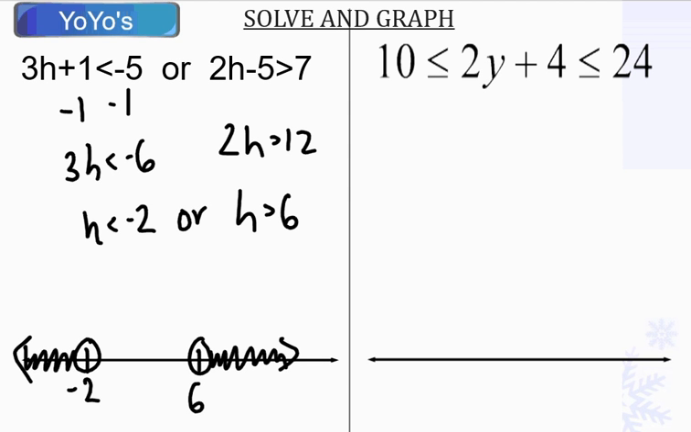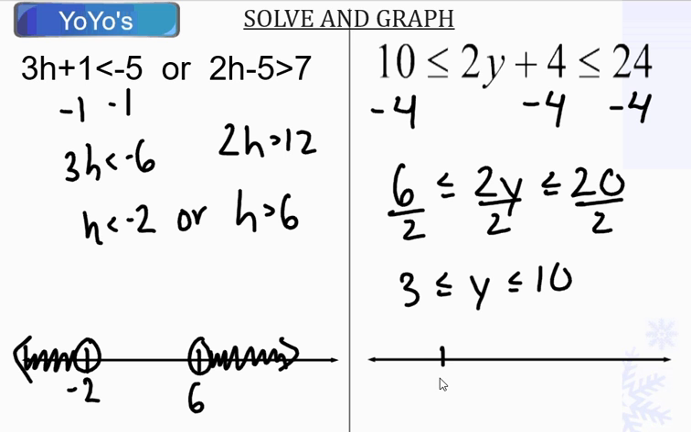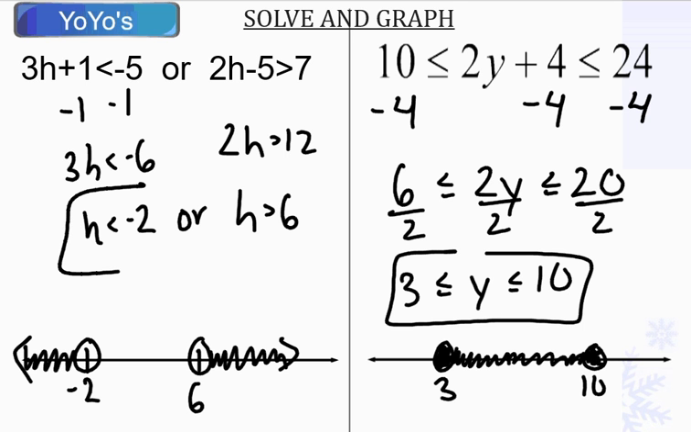Over here, this is an and statement. So the first thing I need to do is get all of my numbers to the outside. So get rid of the plus 4 by subtracting 4 from all sides. I then get 6 is less than or equal to 2y is less than or equal to 20. Last step, divide all sides by 2, inside and outside. So I get that y has to be a number somewhere between 3 and 10. Circles, I need to be bigger than 3 and less than 10. And then I can be equal to 3 and 10, so I fill those in. And there would be my solution sets.